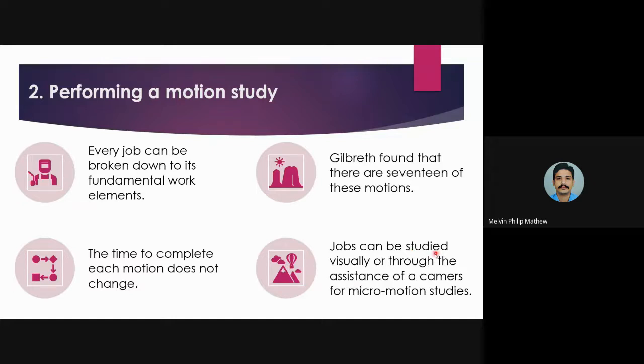Jobs can be studied visually or with the assistance of cameras for micro motion studies. There will be a person, basically the supervisor, who will oversee all the processes carried out during a job, and then note down each of the motion studies and how it is done. That is human labor. In today's world, we use cameras. Micro motion studies involve fast operations that cannot be viewed with the naked eye, and we can't count how much is done, so we use cameras.